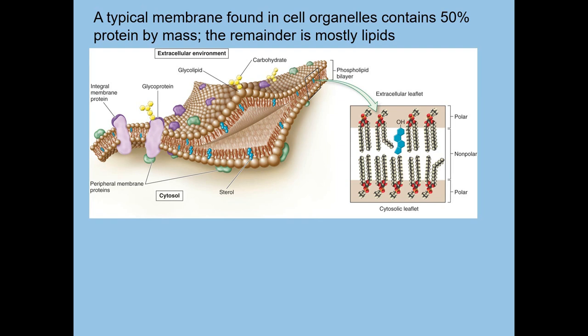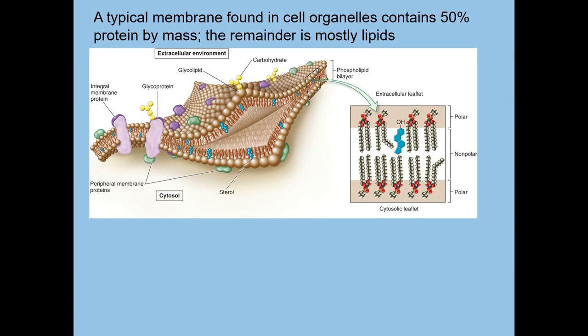A typical membrane found in cell organelles contains about 50% protein by mass, and the remainder is mostly lipids. The relative amounts of lipids and proteins vary among different membranes. Some membranes, such as the inner mitochondrial membrane, have no carbohydrate with their proteins, while the plasma membrane of a eukaryotic cell can have a very large amount. Despite the fact that it's 50% protein by mass and the remainder is lipids, the lipid molecules are much smaller and outnumber the proteins by about 50 to 1.